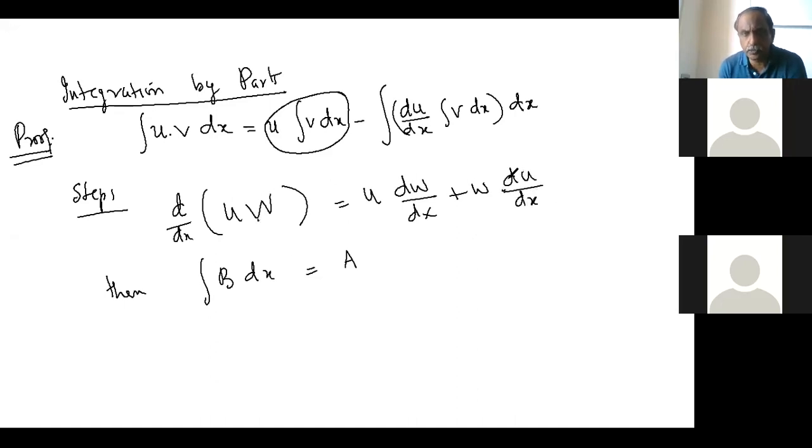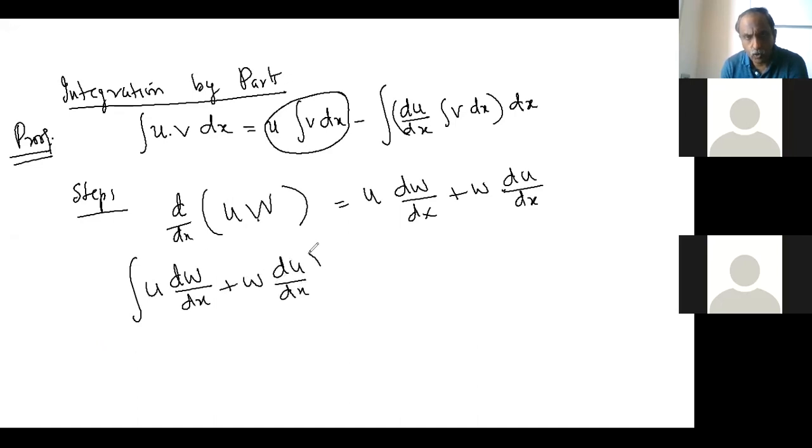So derivative of a is b. So what's your conclusion? Integral of b is a. So integral of u dw by dx plus w into du by dx, whole into dx, is uw. In fact, your proof is completed with this. Only you have to remove these w's. And what is w known as? Integral v dx is w. So wherever w is there, you can replace by integral v dx.